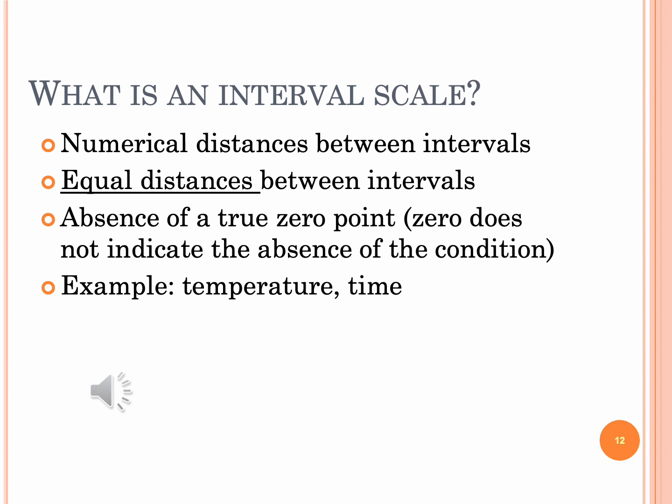When it comes to the interval scale, this is where we now use numerical data. So usually this will be a number that is collected in the data. This means that we can measure the numerical distance between variables, and there are equal distances between intervals. With the interval scale, there is an absence of a true 0 point, so 0 does not indicate the absence of that specific condition. An example here is temperature. A 0 temperature doesn't mean no temperature. And the same with time. If the time is 0000, then that doesn't mean the absence of time.